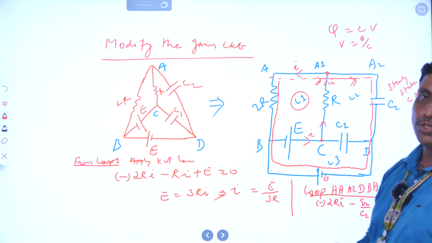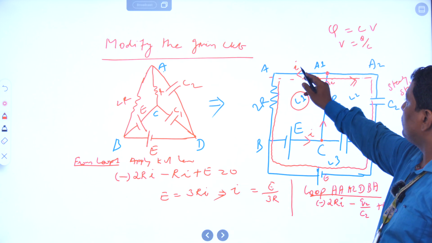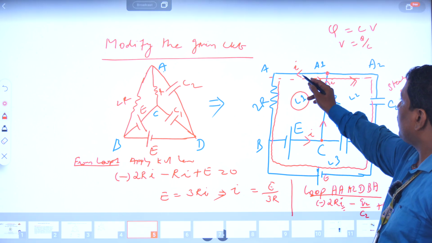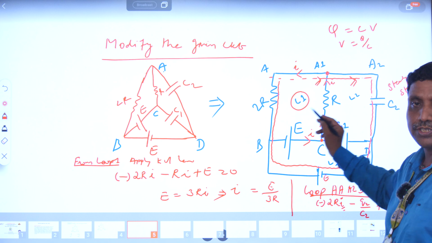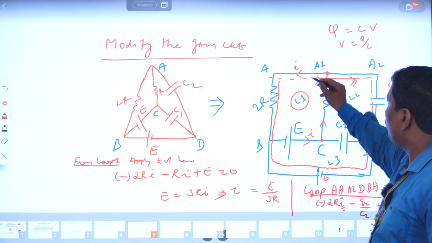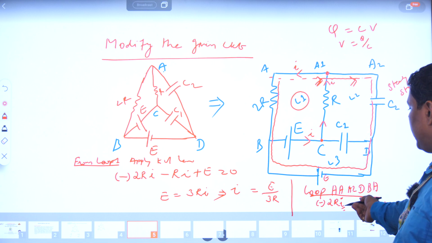Okay, equal to 0. And one more thing is important, right? Check here I mentioned I, right? But the current I direction is just opposite to the loop flow direction. So this is the loop flow direction, but I direction is just opposite to the loop flow direction. So here I mentioned minus 2Ri, right?